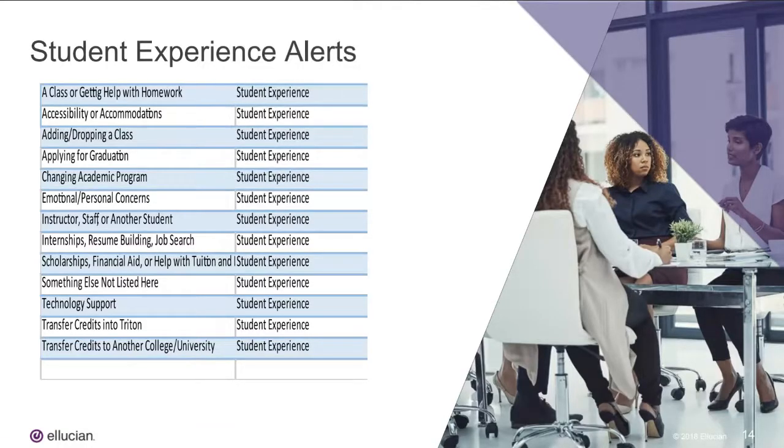Earlier, I talked about student experience alerts, where students will get to raise alerts on themselves. Again, it's presented more if they just have a question or a concern. Some examples of the type of alerts that they can create are if they need to get help with homework, if they want to add or drop a class, if they need help with applying for graduation, or if they're having some emotional or personal concerns. All of these are linked to direct people and or departments who will then reach out to that student regarding next steps or resolution.